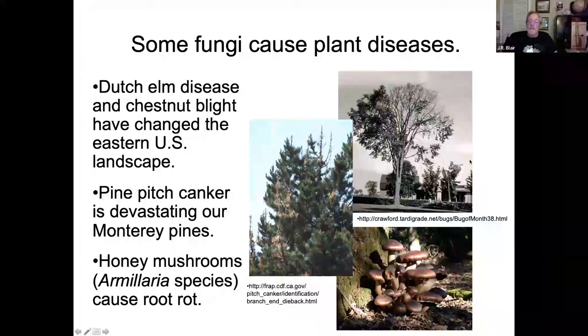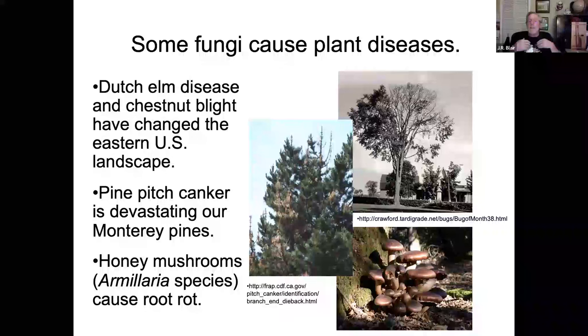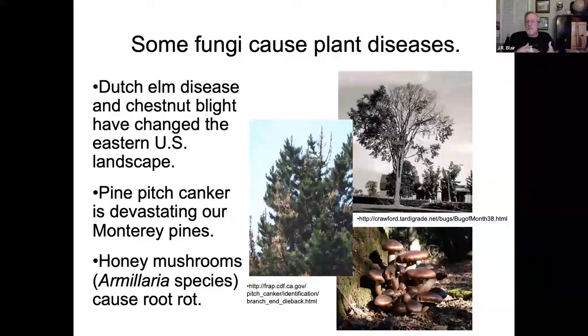And the lower right corner here is another species of honey mushroom. Honey mushrooms, by the way, are one of the few fungal parasites that make mushrooms, and they are edible. They're called honey mushrooms not because they're sweet, but because of the range of colors they have. They all have sort of a brown or an amber color to them. They're not highly sought after as an edible, but some people do eat them for sure.